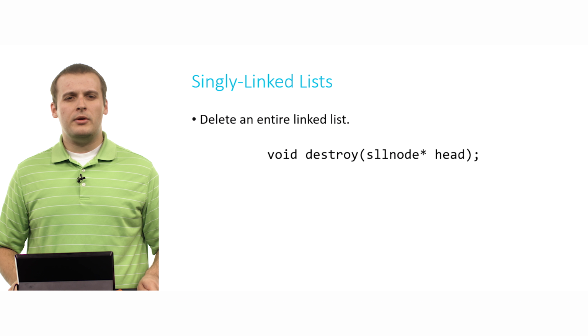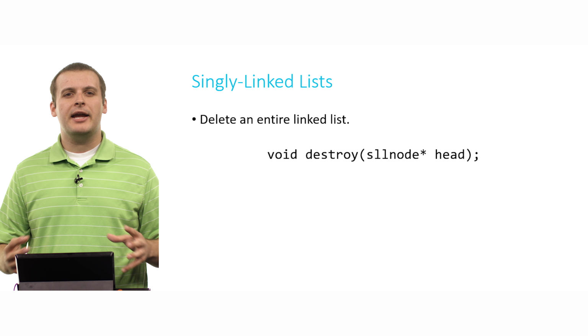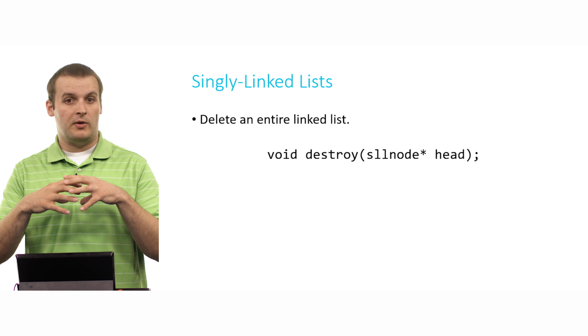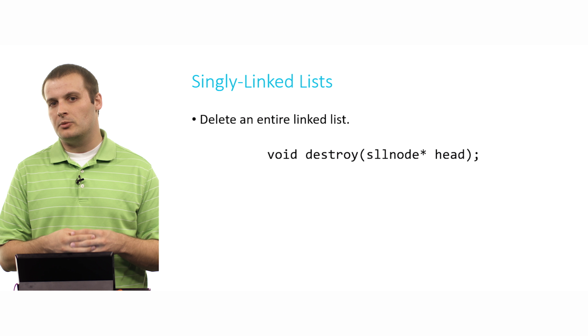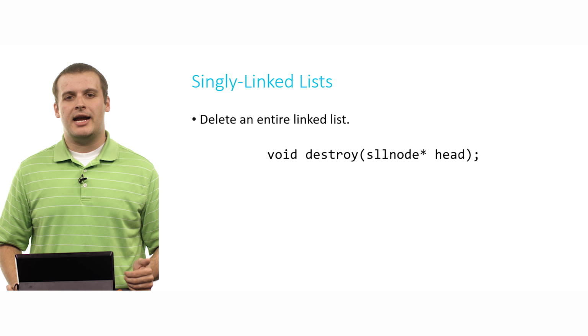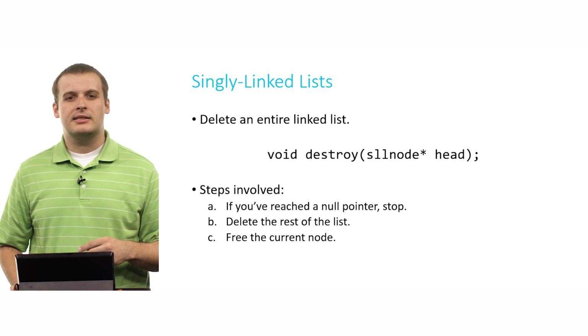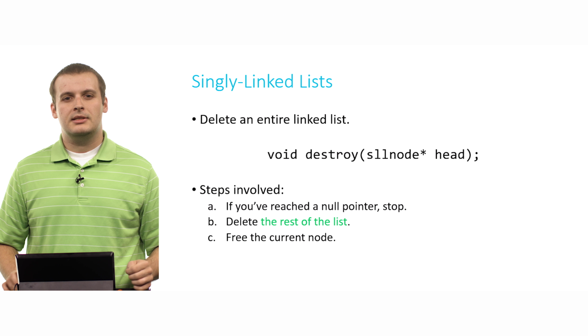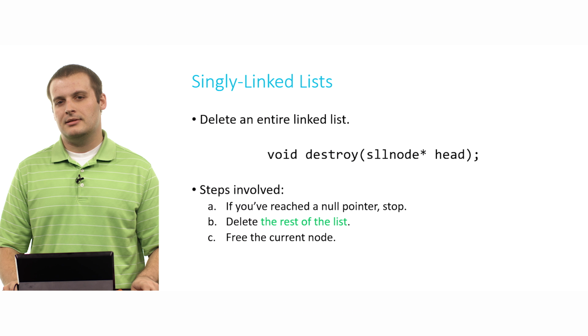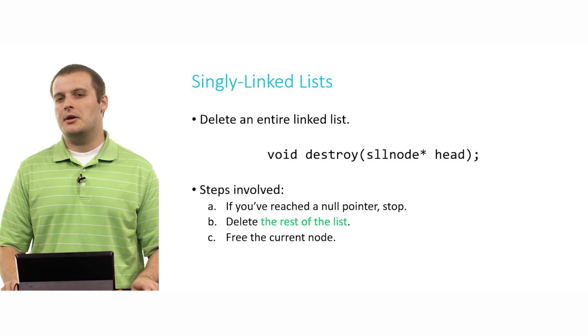OK, so one more thing to talk about. What if we want to get rid of an entire linked list at once? We're mallocing all of this space, and so we need to free it when we're done. So now we want to delete the entire linked list. Well, what do we want to do? If we've reached the null pointer, we want to stop. Otherwise, just delete the rest of the list and then free me. Delete the rest of the list and then free the current node.